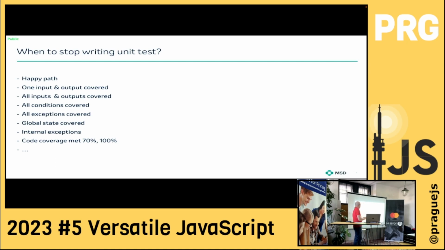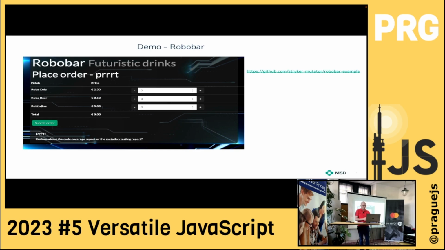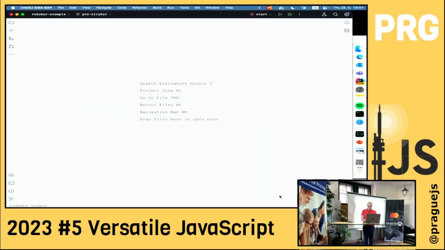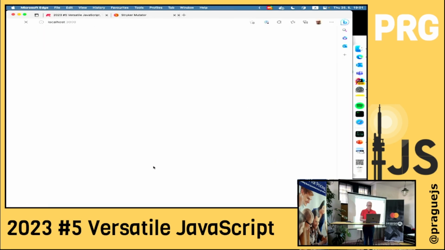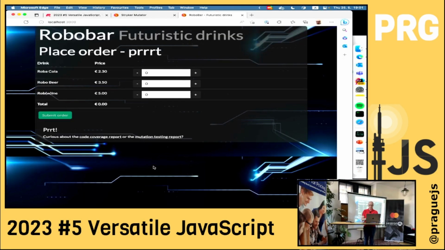So I will show you an example application, and it's called RoboBar. It's a bar for robots from the future who want to buy something. So I will run the demo. This is the specific kind of presentation you should never do. Let's do it with a demo. Right. And okay, I will try if it works. Let's see. Yeah, so this is the application.